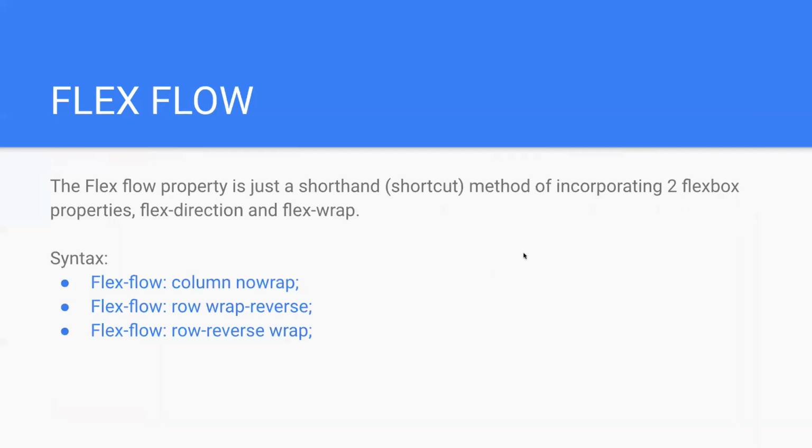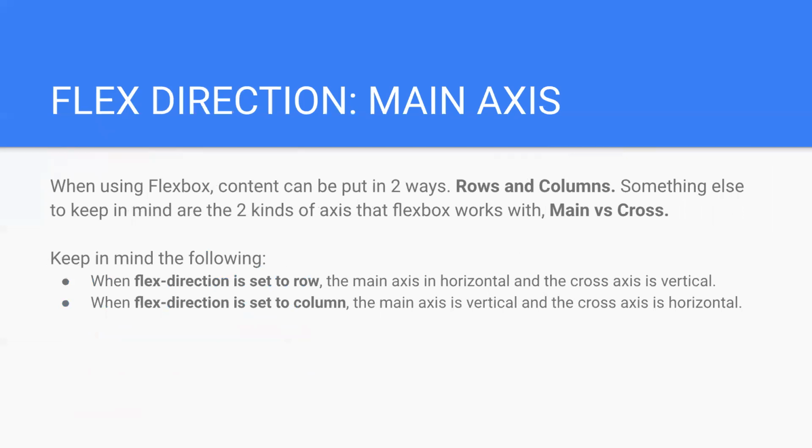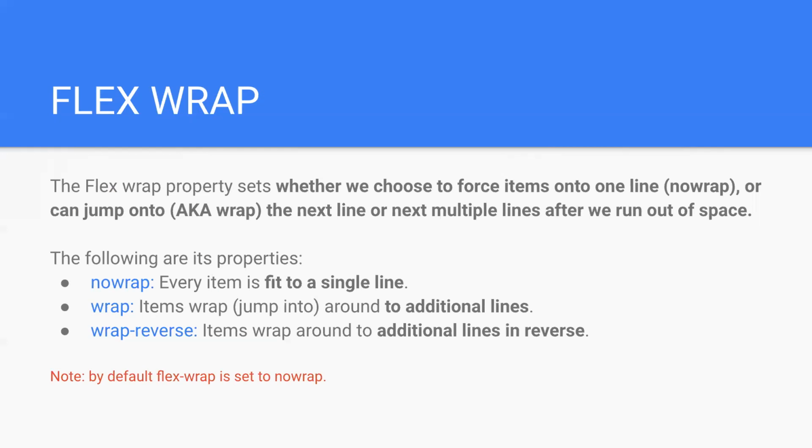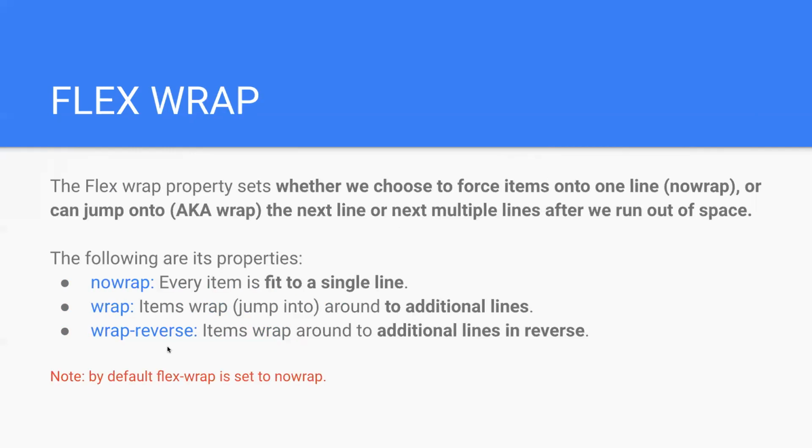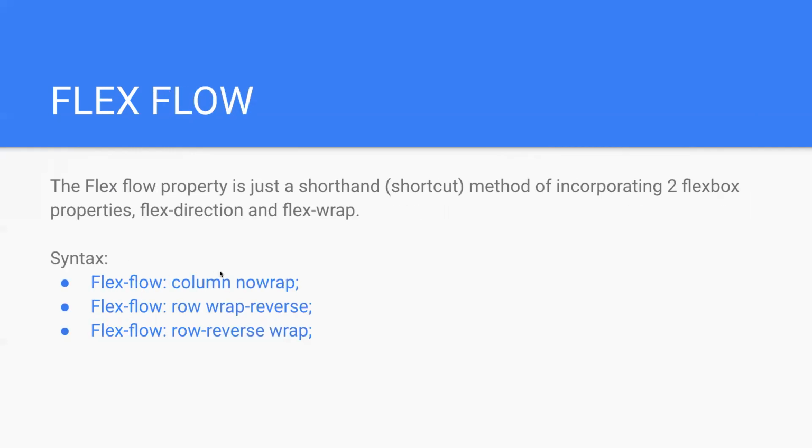Okay, and then we have flex flow. Flex flow is just a shorthand for incorporating two properties, flex direction and flex wrap. You don't need to type down both of these, right? You don't need to type down flex direction column and then flex wrap wrap reverse, whatever. You can just use shorthand. With flex flow you can give it a direction, and then say if you want to wrap it or you don't want to wrap it. Pretty standard, nothing complicated here. Any questions so far?